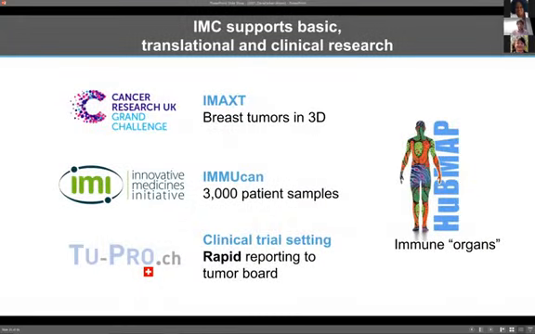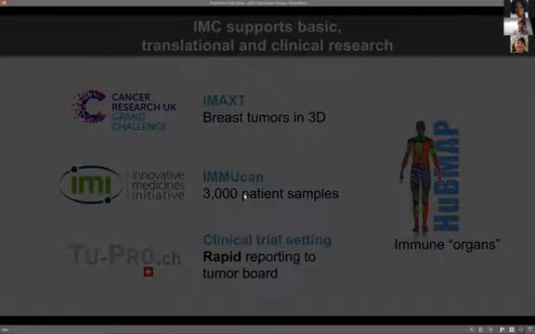Okay, just quickly. Imaging mass cytometry, as you have seen, is also part of this CRUK project. We are part of a very large European project where we look at 3,000 patients in clinical trial settings. And so it's really a useful tool, I have to say.